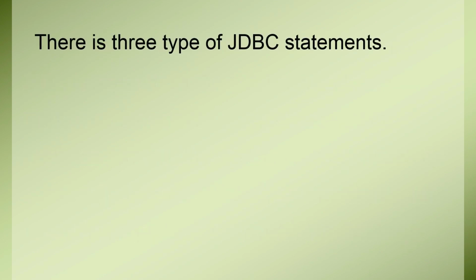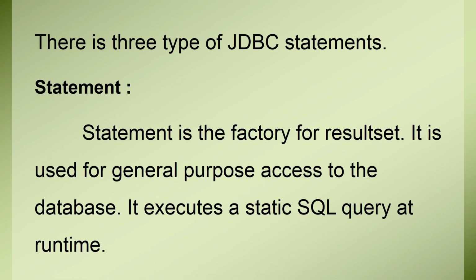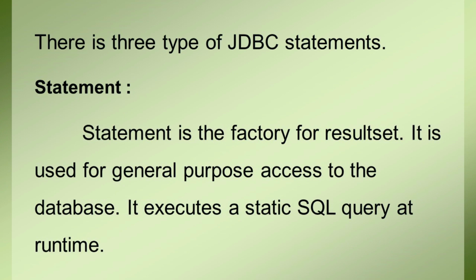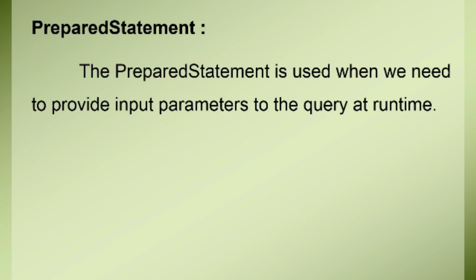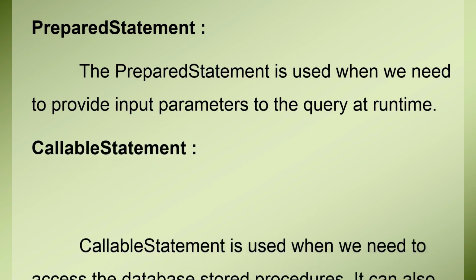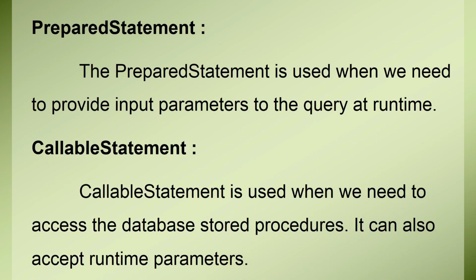There are three types of JDBC statements. Statement. Statement is the factory for ResultSet. It is used for general-purpose access to the database. It executes a static SQL query at runtime. Prepared statement. The prepared statement is used when we need to provide input parameters to the query at runtime. Callable statement. Callable statement is used when we need to access the database stored procedures. It can also accept runtime parameters.